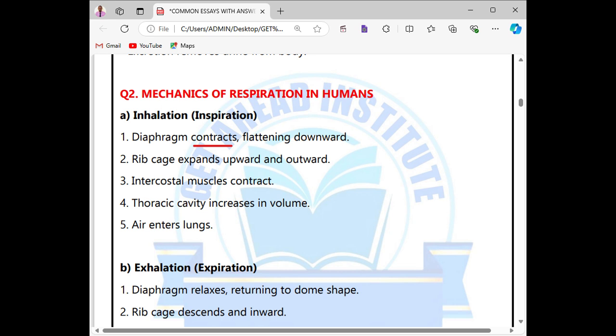Intercostal muscles, I'm sure your colleagues did an explanation when they were talking about this during your presentations. The intercostal muscles will contract, then the thoracic cavity will increase in volume, and then air will enter the lungs. You are done. That is inspiration.